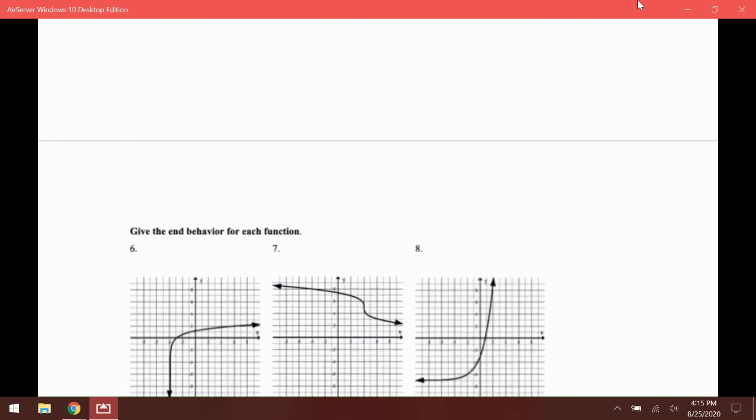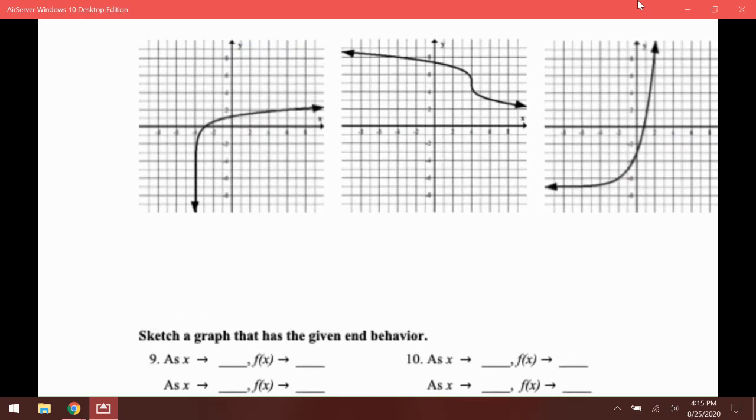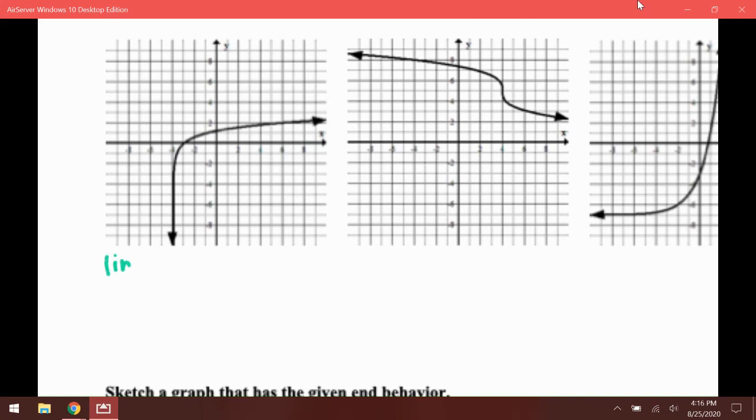Now let's go over to the back side. We have 3 more examples because we're not going to do 9 and 10. And we're going to practice writing these in limit notation. So for the first one, I first want to know what is going to be the limit of f of x as x approaches infinity. Okay, so as x approaches infinity, my y's are also slowly but surely approaching infinity. So this is infinity.